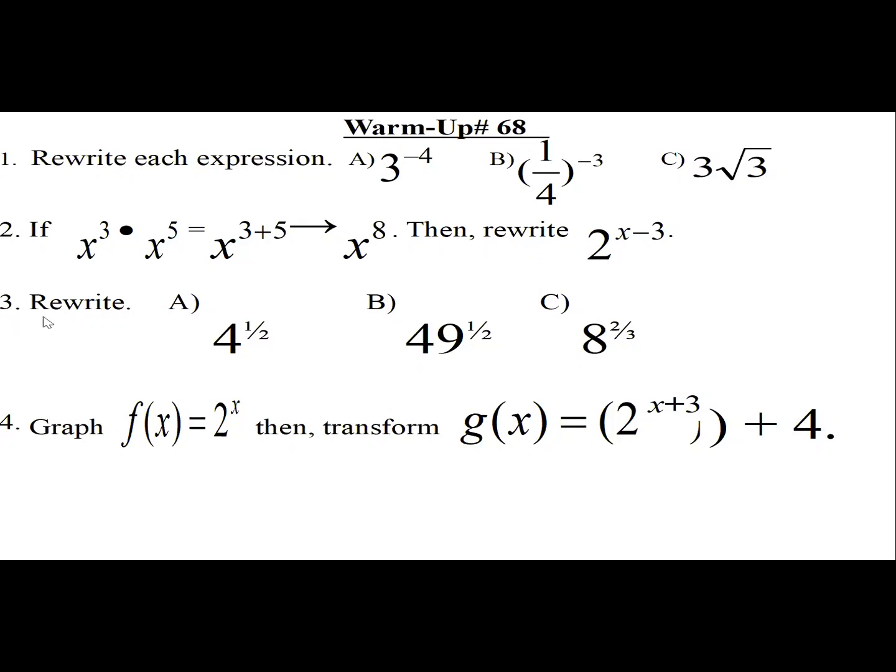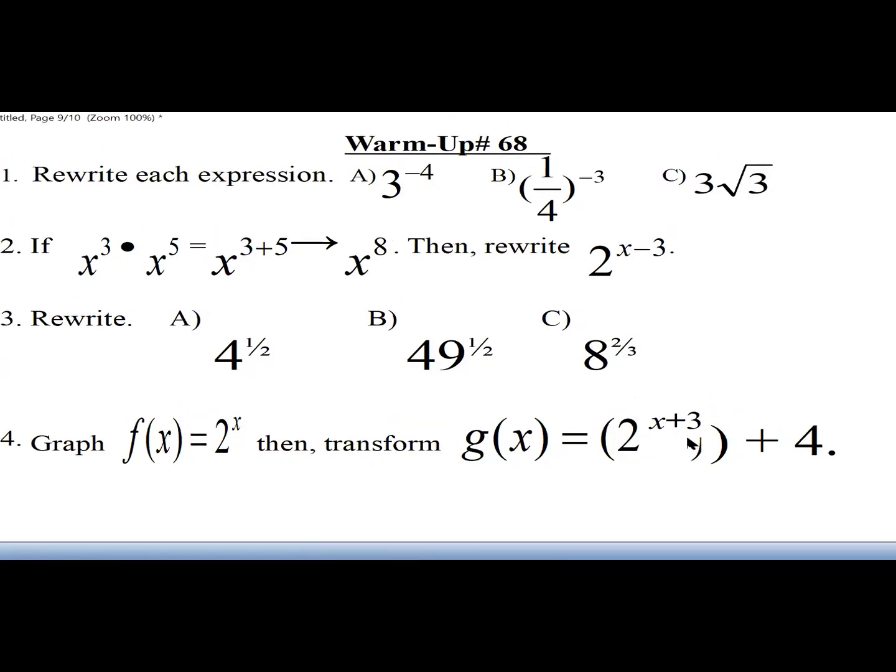Number 3, it says rewrite. Part A is 4 to the 1/2 exponent, B is 49 to the 1/2 exponent, and C is 8 to the 2/3 exponent. And number 4 reads, graph f of x equals 2 to the x exponent, then transform using g of x equals 2 to the x plus 3 exponent, and then plus 4 as our constant. And somehow there's a little typo in here in the parentheses when we erased it. There it is. All right.